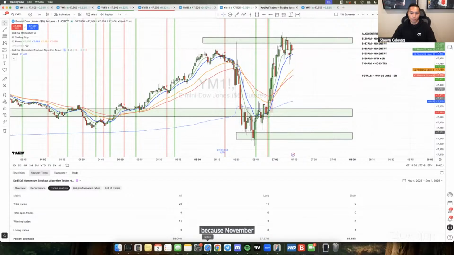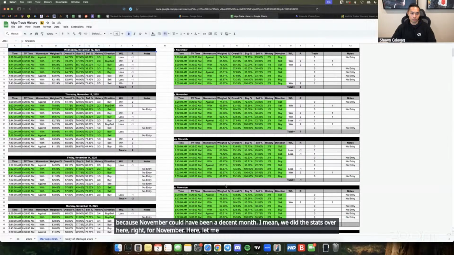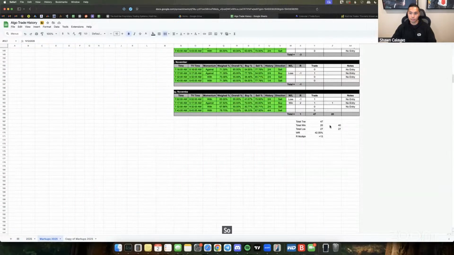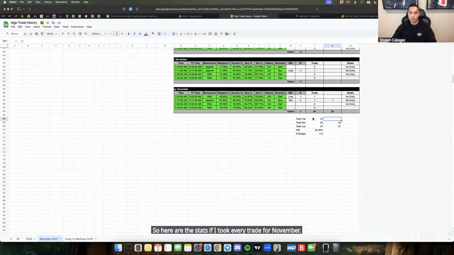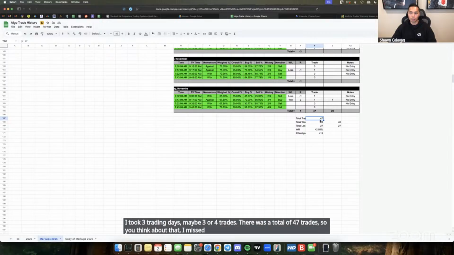Because November could have been a decent month. I mean, we did the stats over here for November. Here, let me go over here real quick. It's the markups. So here are the stats if I took every trade for November. I took 3 trading days, maybe 3 or 4 trades. There was a total of 47 trades. So you think about that. I missed out on a lot of money, right? A lot of money that was on the table.